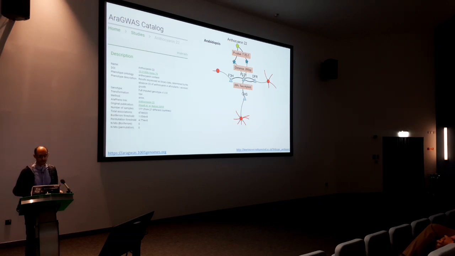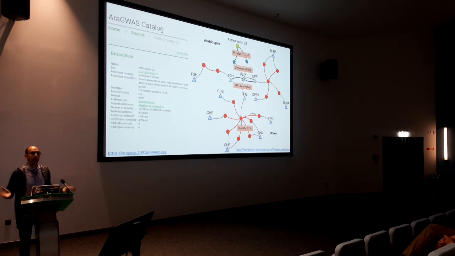So the knowledge graph is showing you that information, and you can now ask the question, say, what are the wheat genes that are linked to those 4 genes in Arabidopsis? And it expands the knowledge graph and shows you that these are the wheat genes that are linked to the Arabidopsis orthologs, which are linked to anthocyanin 22.